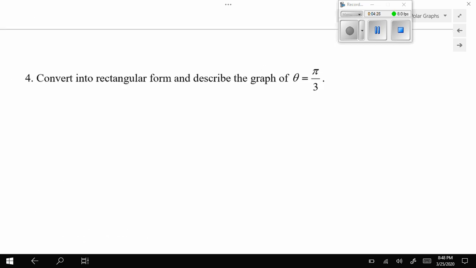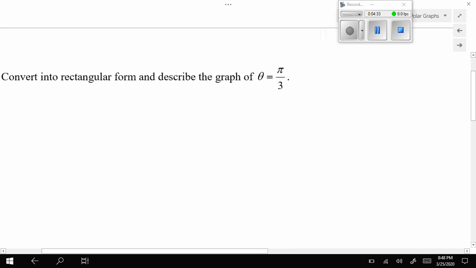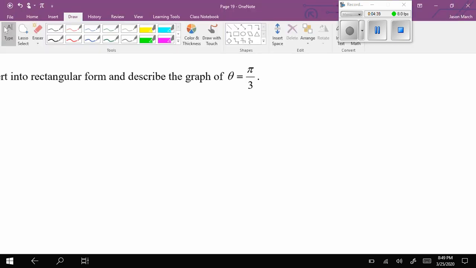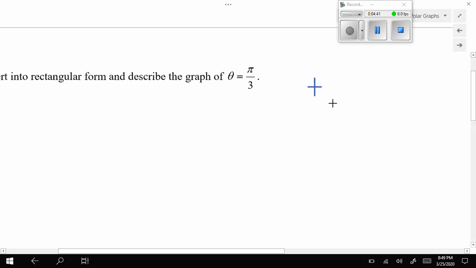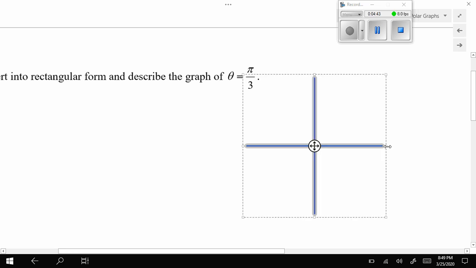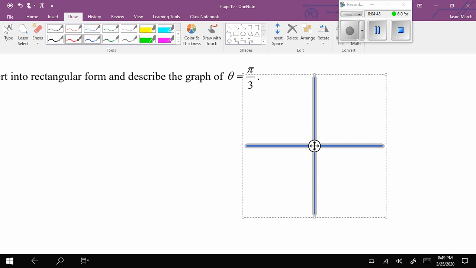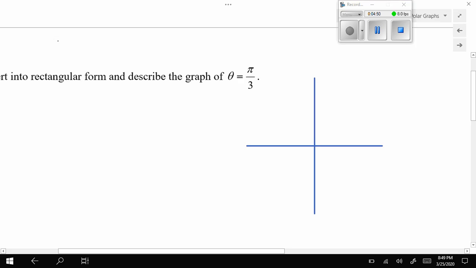Convert into rectangular form and describe the graph of theta equals pi thirds. I'm actually going to think about this one graphically first. All right, so we're just going to kind of think about the picture. If we graph theta equals pi thirds, well, pi thirds is an angle, and it's an angle in the first quadrant. And in terms of degrees, it'd be 60 degrees. So that's what theta equals pi thirds looks like.